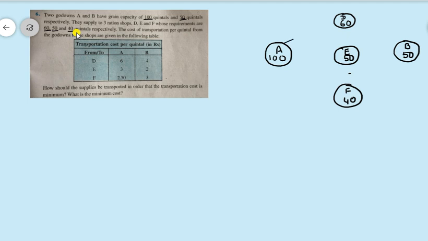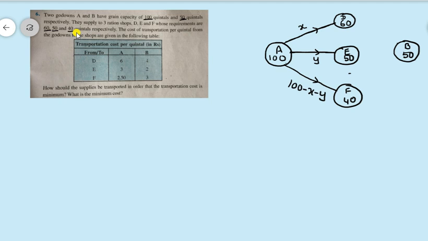Now I am assuming from A to D, x units of material is transported. From A to E, y units of material is transported. Or from A, x units supplied to D, y units supplied to E. How much left at A? The remaining amount left at A we have to supply to F only. That is nothing but 100 minus x minus y.